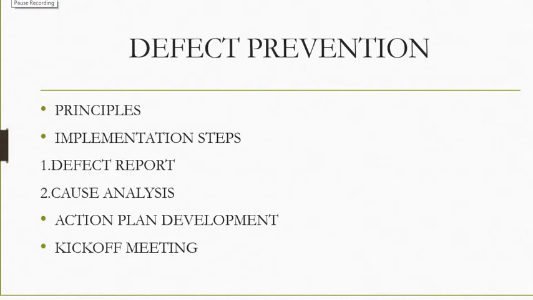DP, defect prevention, is identified by the Software Engineering Institute as a level 5 key process area in the capability maturity model. It involves analyzing defects encountered in the past and specifying checkpoints and actions to prevent the occurrence of similar defects in the future.